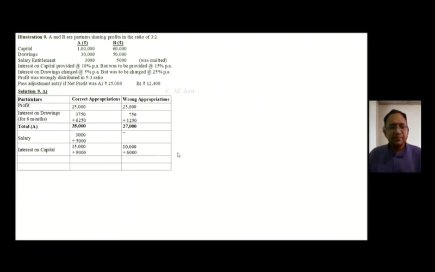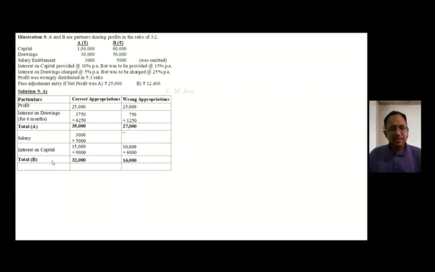Salary and interest on capital total. Within brackets, write B. So 3,000 plus 5,000, 8,000. 15 plus 9 is 24. 24 plus 8 is 32,000 as per correct appropriations. As per wrong appropriations, there is no salary. Interest on capital total is 16,000.